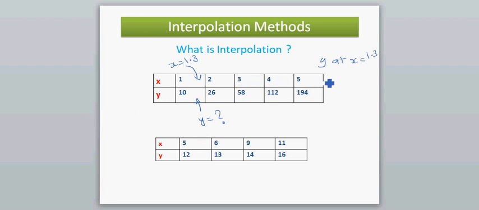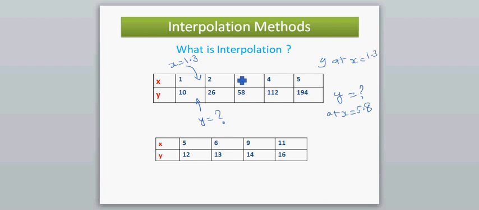Even after the 5 also you can calculate something like what is y value at x is equal to say 5.8. Even though we have the range from 1 to 5, we are expecting y value outside this range of 1 to 5. This type is called extrapolation, not interpolation, extrapolation.